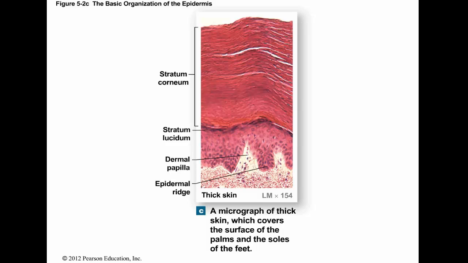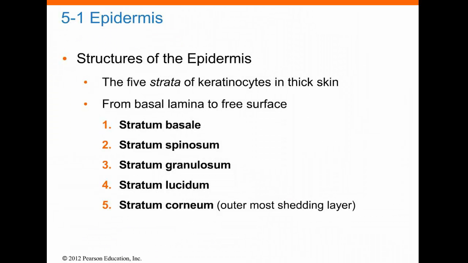So before shoes, we were walking around barefooted. And of course, we use our hands to pick up things, and we wouldn't want our hands to be damaged, so they're thicker. So the structures of the epidermis, the 5 strata layers of the keratinocytes. In thick skin, they've got 5 layers, and we're going to look at those now.